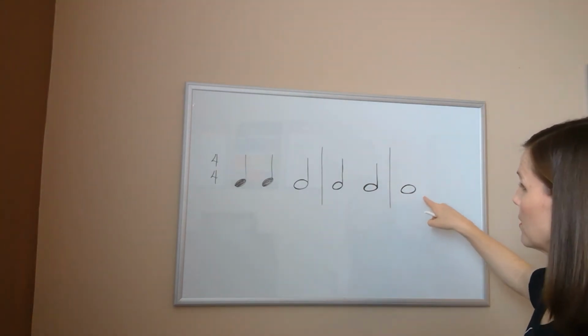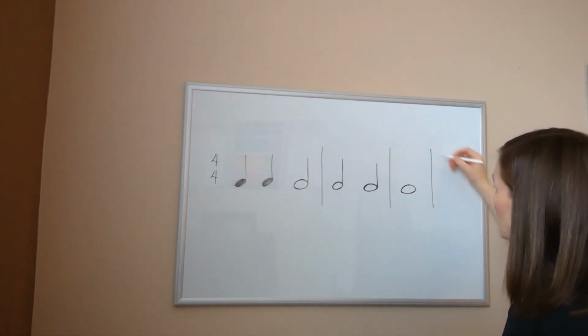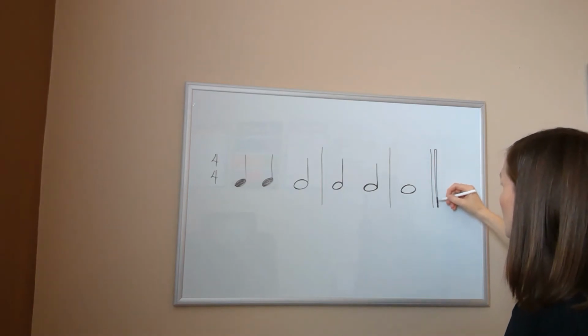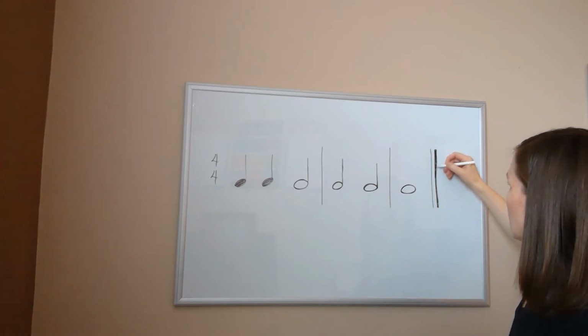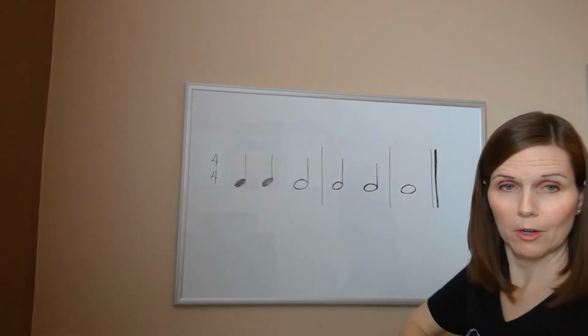Now we have 4 plus 0, so we can add another bar line. But I'm going to add a second thicker bar line because this is also the end of our rhythm. We call that double bar the final bar. Now we can do our rhythm.